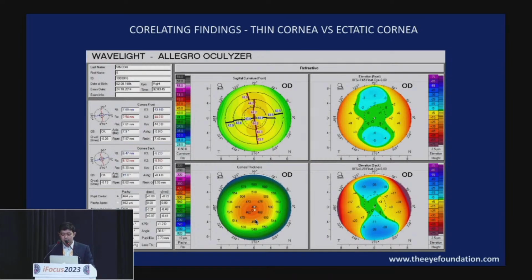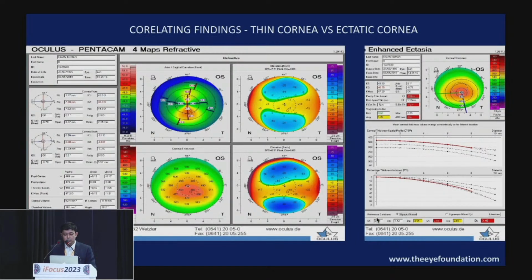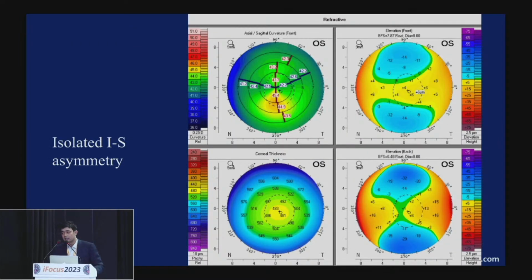Again, just a quick final example of a thin cornea versus an ectatic cornea. You can see that the patient's thickness is only 460 microns. In isolation, 460, you might think it's a thin cornea. But as you can see in the curvature, it is absolutely symmetric. You see the elevation data, it is completely normal. Whereas in another patient, you can see here, there is the same thickness of 460 microns, but there is a significant IS asymmetry, there is elevation on the posterior float, and you have the differential values which are very much in red. So these are just some pointers towards looking at a map.